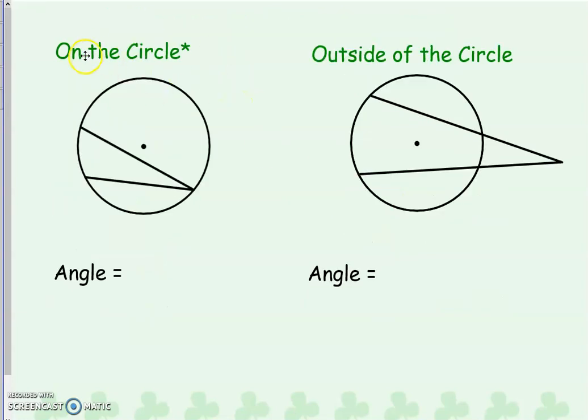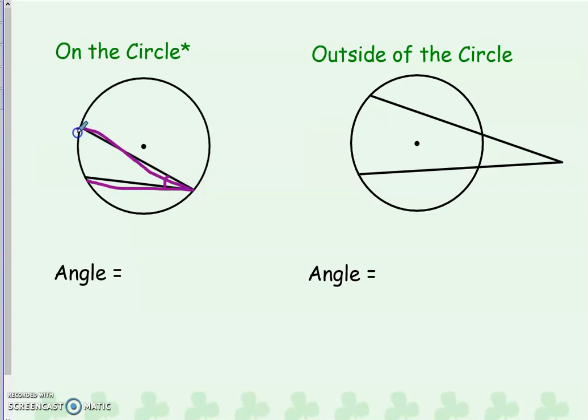Another scenario is what happens when the vertex is on the circle. Now notice there's an asterisk, and that means we're going to come back to this one in just a minute. We've dealt with a lot of these angles before, in particular this angle down here in the picture. We call this an inscribed angle. Its vertex is on the circle, and both of its sides are chords of that circle.